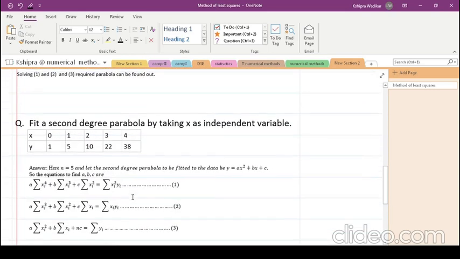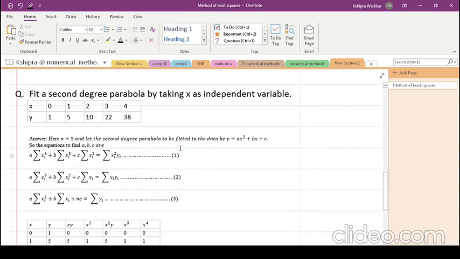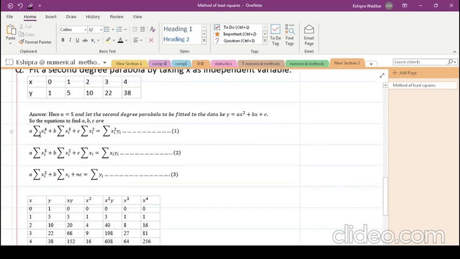Let us fit a second degree parabola by taking x as the independent variable. The data set is: x is 0, 1, 2, 3, 4 and y is 1, 5, 10, 20, 38. So n is 5. We want to fit a second degree parabola y equal to ax square plus bx plus c. So let us set the equations.